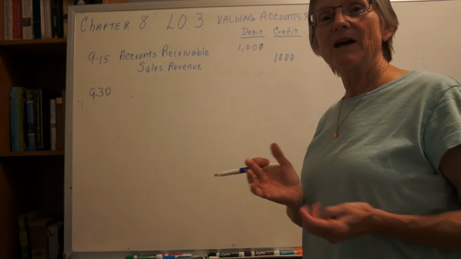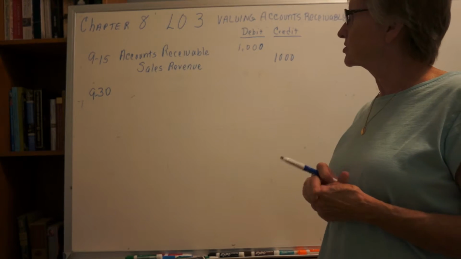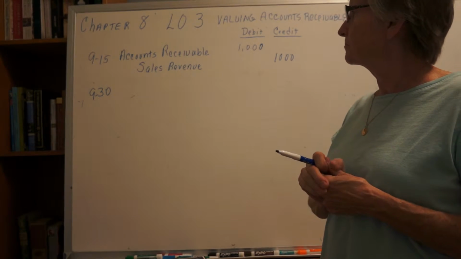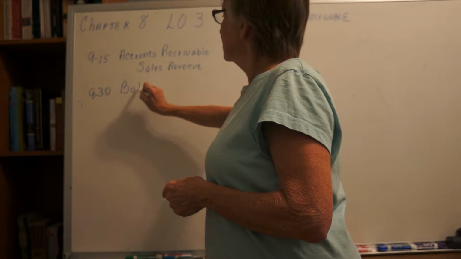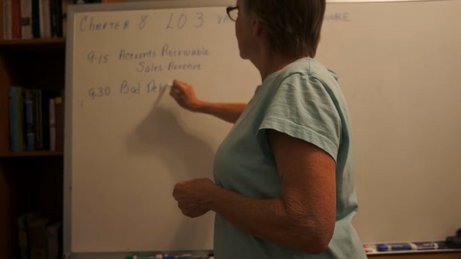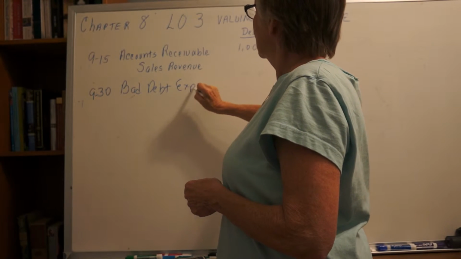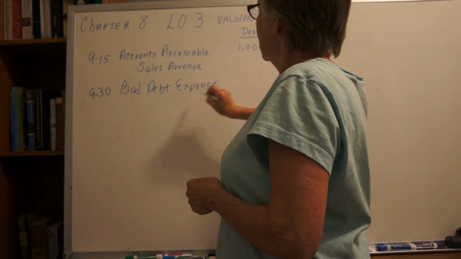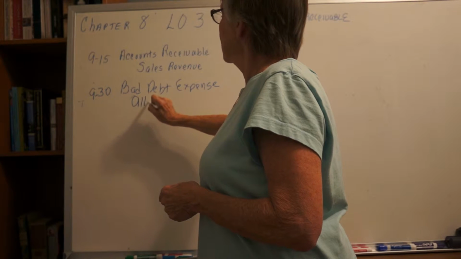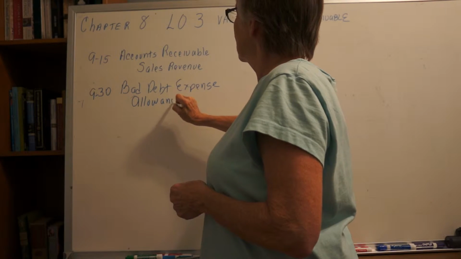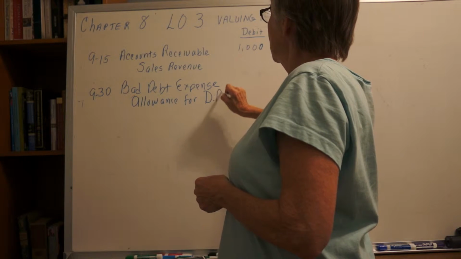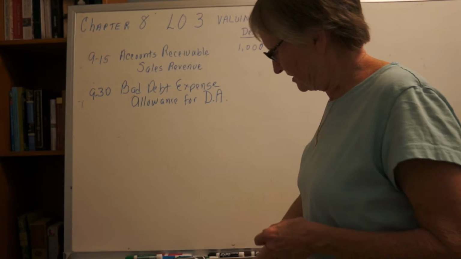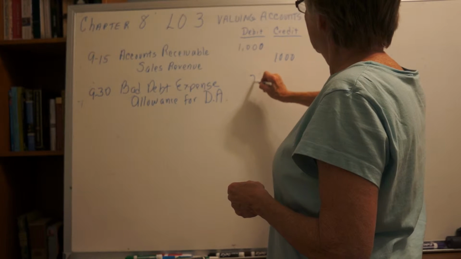To recognize the bad debt expense we believe is going to be associated with that accounts receivable. So we would debit bad debt expense, and we would credit that allowance for doubtful accounts. I'm going to go allowance for doubtful accounts, if you don't mind. And that would be for the 200.